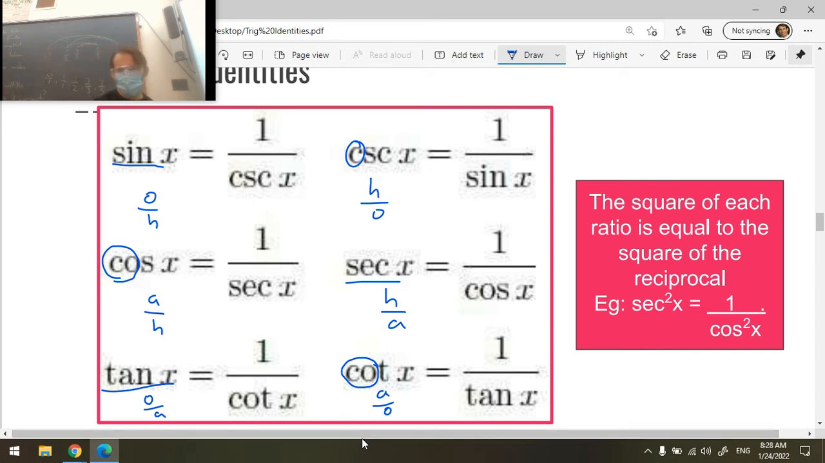Let's keep going. Another neat thing to remember is that the square of each ratio is equal to the square of the reciprocal. So if I'm looking at secant squared x, that's equal to 1 over cosine squared x. I can square both sides of the equation, and they're both still true. If I square secant x, I just get secant squared x. But if I square 1 over cosine x, it's top times top over bottom times bottom. 1 squared is 1, so that's why it's still 1 over cosine squared x. That's just squaring both sides. But we don't usually write 1 squared.